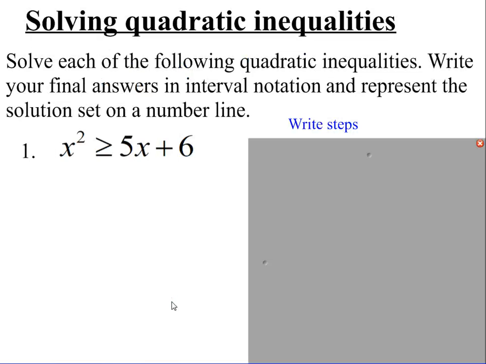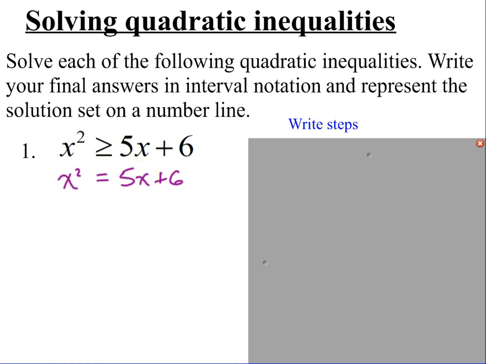Okay, so let's look at one where we're going to solve this algebraically. So anytime I see a quadratic inequality like this, the first thing I'm going to do is rewrite this as an equation. I don't like the quadratic inequality. I want to make it into a quadratic equation. So I'm going to leave it exactly the same, except I just changed the inequality symbol into an equation. Now I just need to solve this. So play the video once you have solved this quadratic equation.